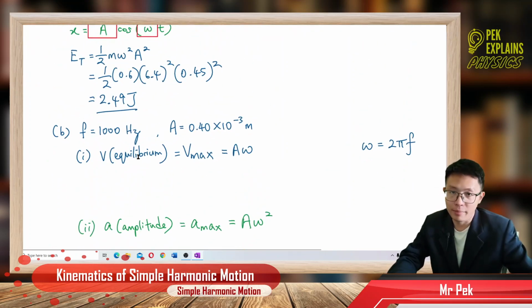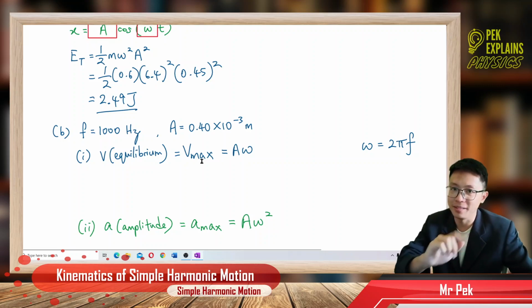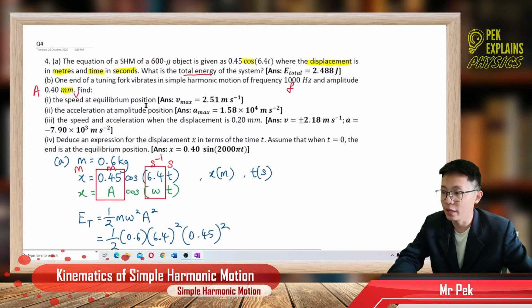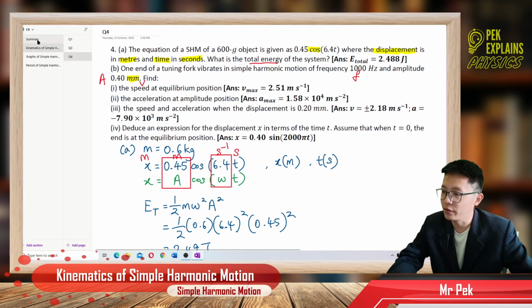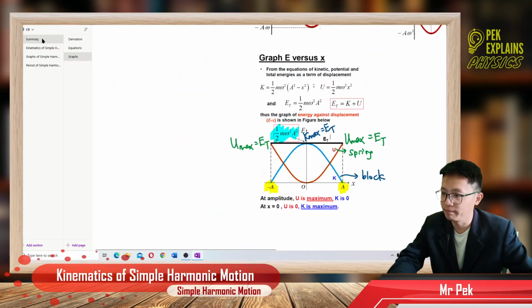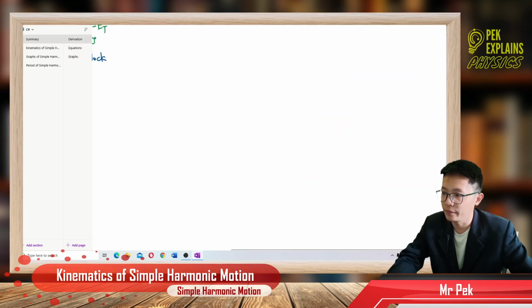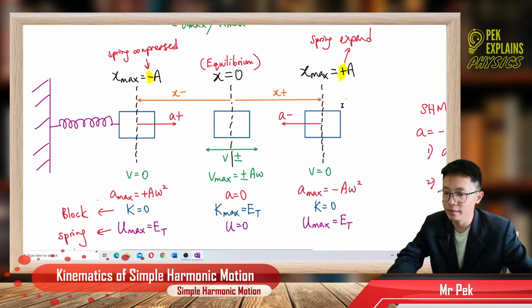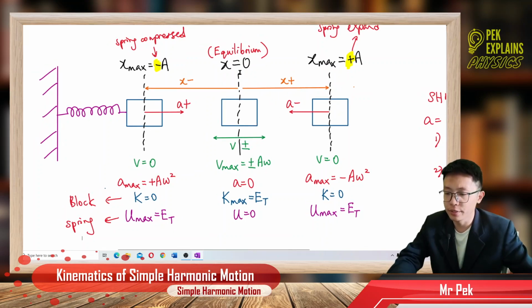Now, what is the speed at equilibrium position? Speed at equilibrium is the maximum speed. Do you remember? Maybe we can refer back to the notes here. Still remember this one? At equilibrium position, the speed is maximum, A omega. At the amplitude, the speed is 0. So the block moves the fastest at equilibrium. Maximum speed at equilibrium is A omega.